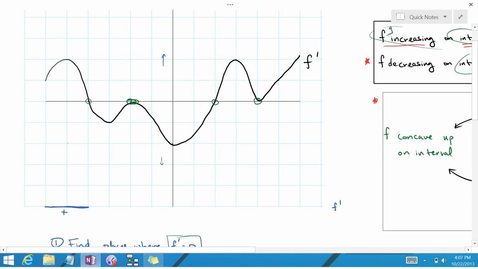Alright, so you're positive here. Where else are we positive? Well, we're negative for a while, as you can see, and then we become positive the rest of the way from here. So here, all the way to here, we're positive again.